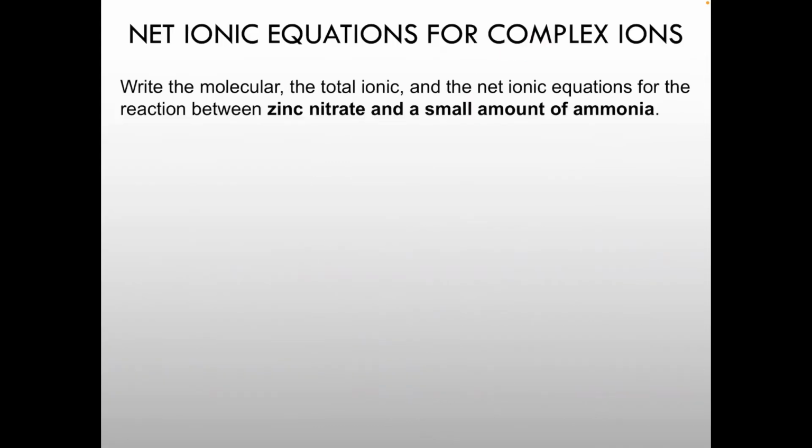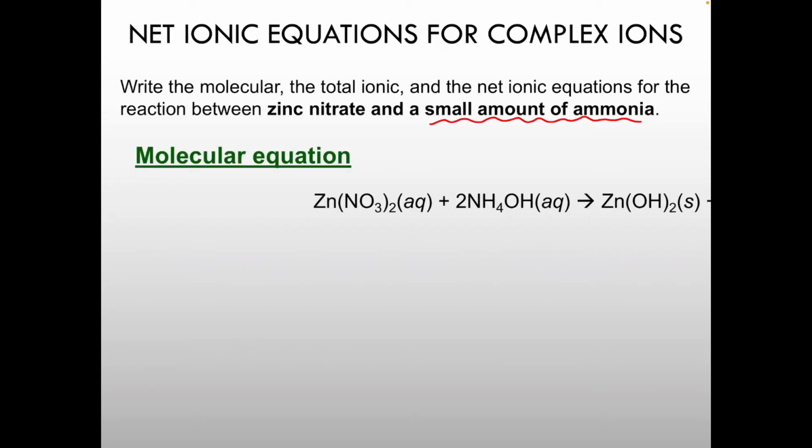All right, let's go ahead and try some. So this says, write the molecular, the total ionic, and the net ionic equations for the reaction between zinc nitrate and a small amount of ammonia. So again, typically when I tell you that there's a small amount of ammonia, then you're going to predict the double displacement product. So we would write our molecular equation first.